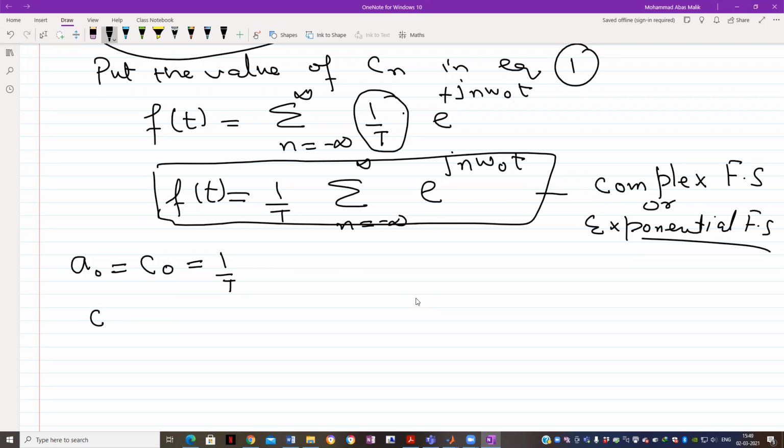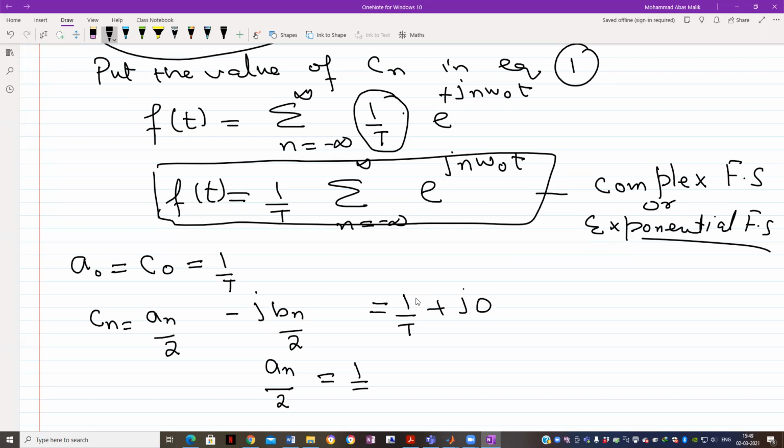Okay. Similarly, cn is equal to an by 2 minus j bn by 2 equal to 1 by T. Can I write this like 1 by T plus j0? Okay. On comparison, what you get? An by 2, because the real part will be compared with the real, an by 2 will be equal to 1 by T, which implies that an will be equal to 2 by T. Done?